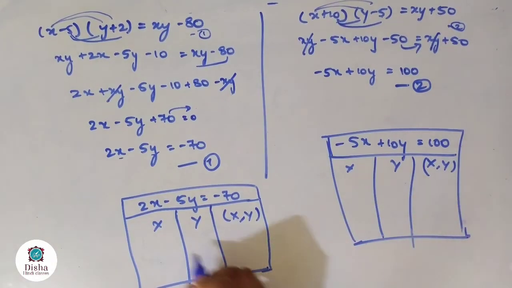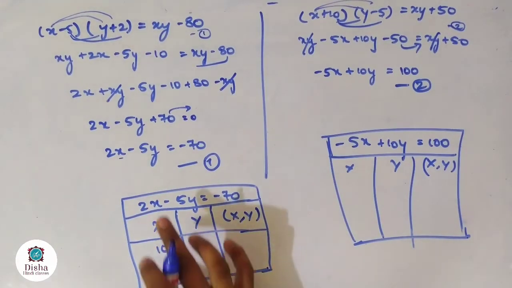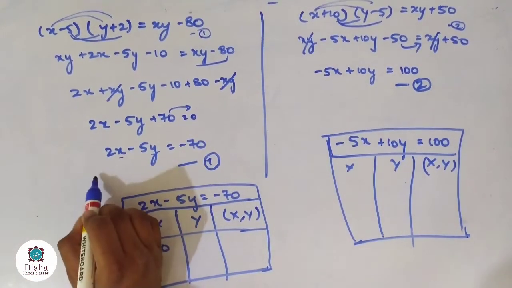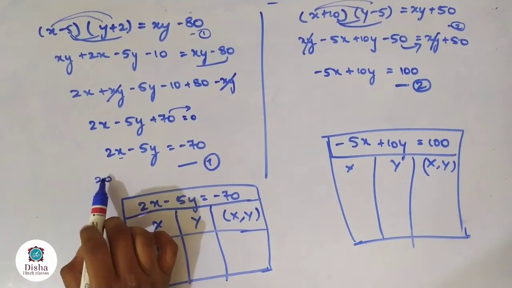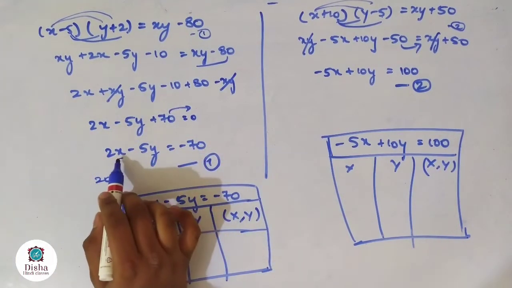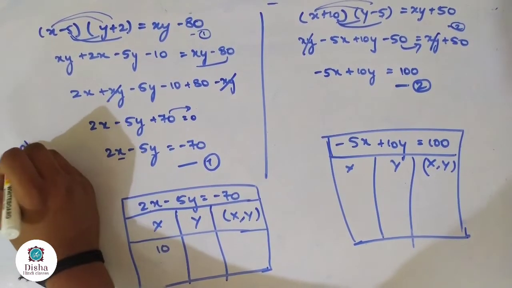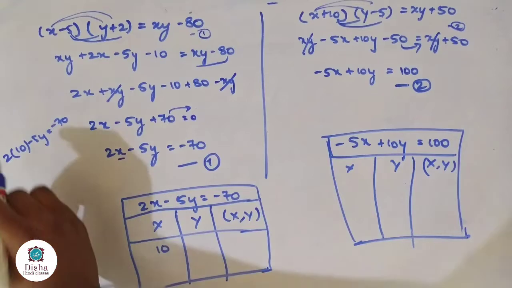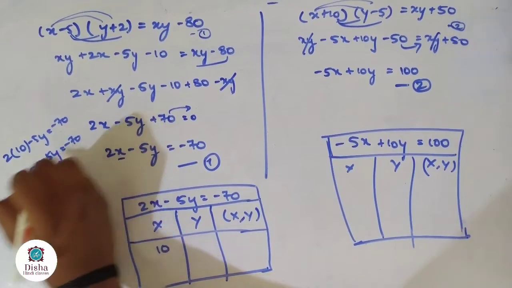Okay. So now here let us take the point x as 10. Now if you take x as 10 here, what will happen? 2x is 2 into 10. So it will become 20. Now if this 20 goes to RHS, it will become minus 20. So let us substitute x as 10 in this equation. So 2 into 10 minus 5y equals minus 70. Okay, this is the rough one for explaining. So 20 minus 5y equals minus 70.